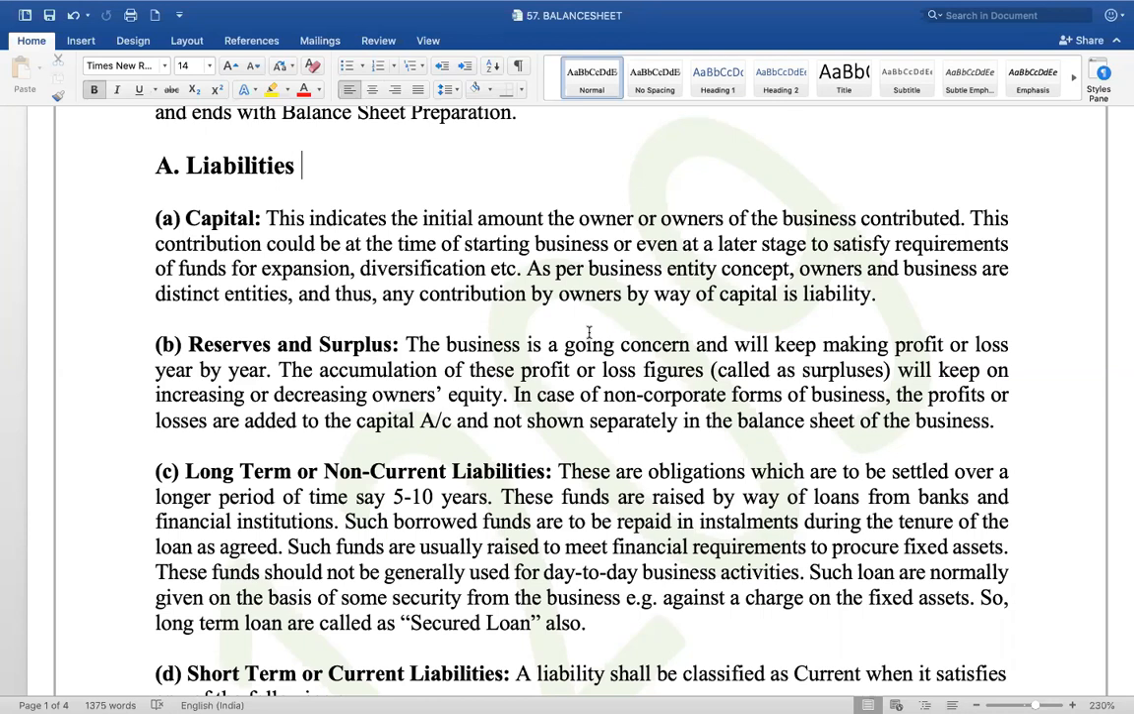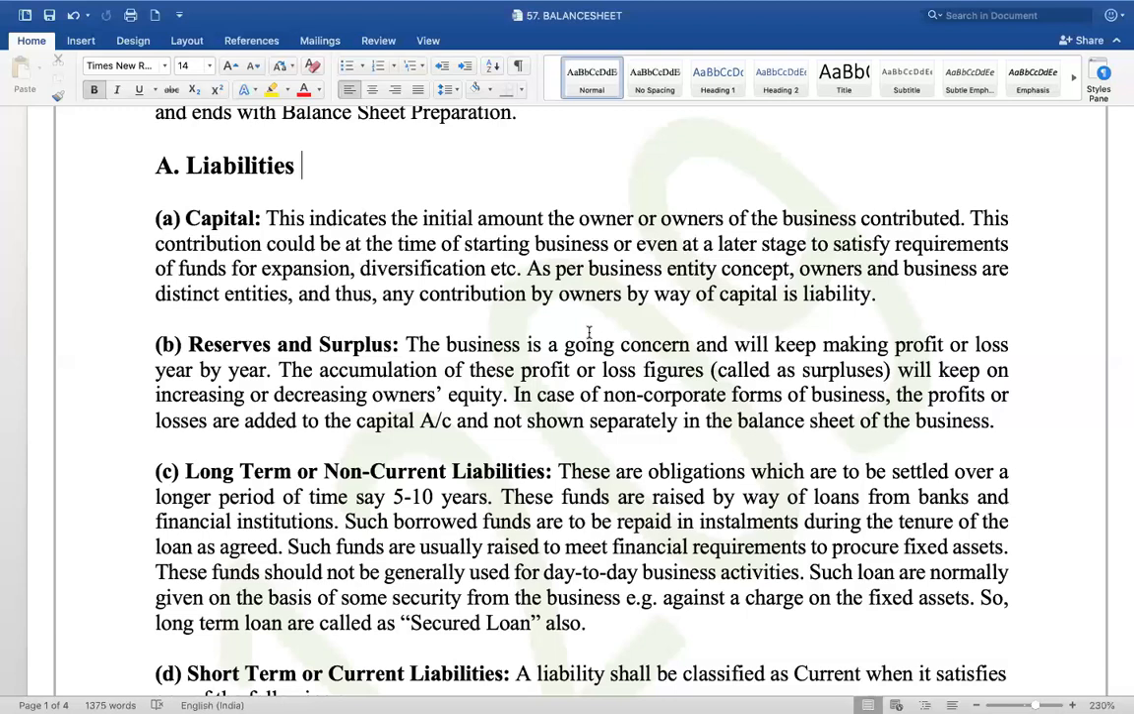What are there in liabilities? Let's look into them one by one. Number one is capital. What is this? This is the amount contributed by the owners to the business. And this could be at the time of starting the business or during the process of business, maybe after two years or three years, if they're going for expansion requirements, they may infuse some more funds, or they may go for diversification, they may infuse some more capital.